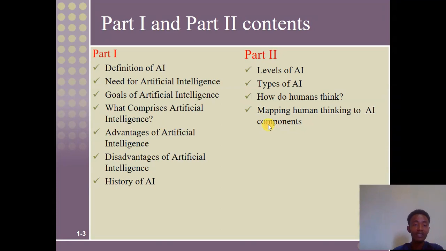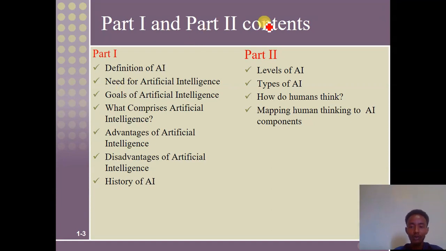In the previous parts, part 1 and part 2, basically, under part 1 we have seen the definition of artificial intelligence, the needs of artificial intelligence, the goals of artificial intelligence, and what disciplines contribute to the existence of artificial intelligence. We have also seen the advantages and disadvantages of artificial intelligence under part 1, and we have also tried to see some of the history of artificial intelligence.